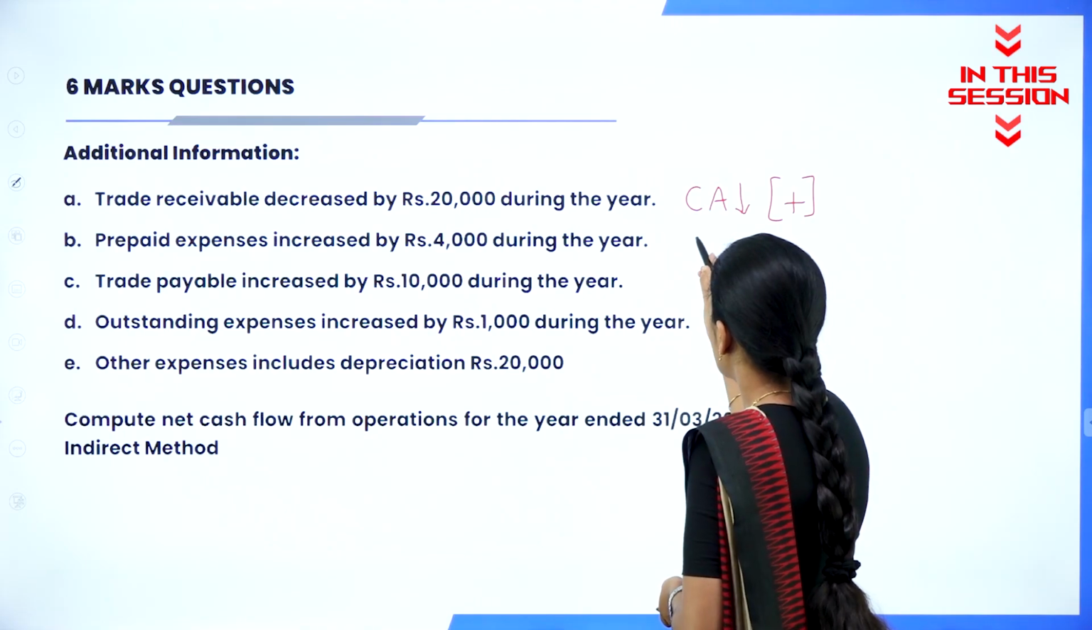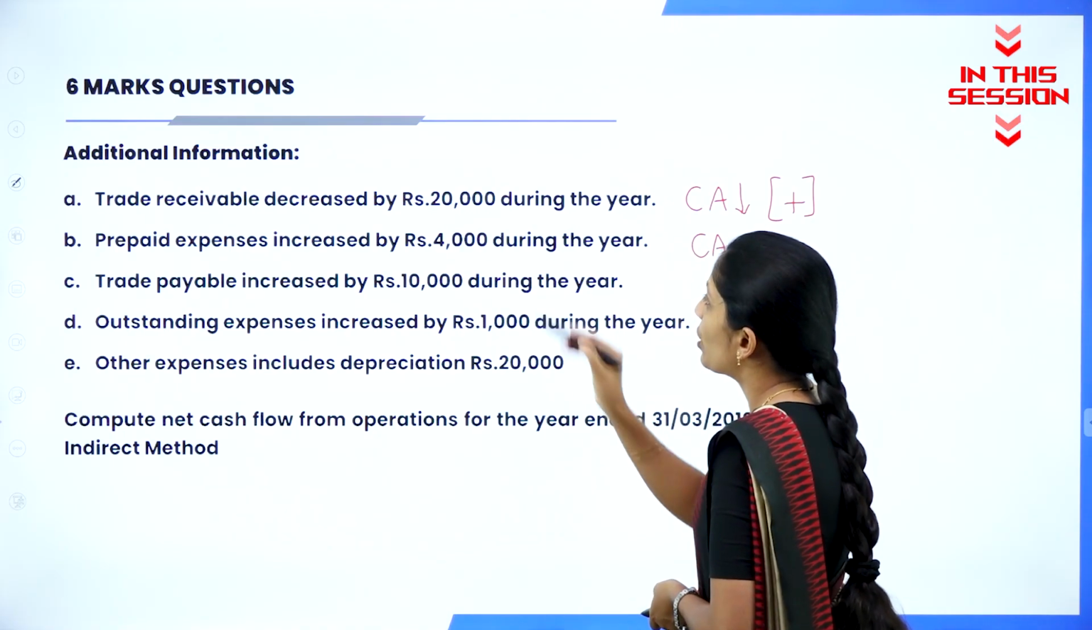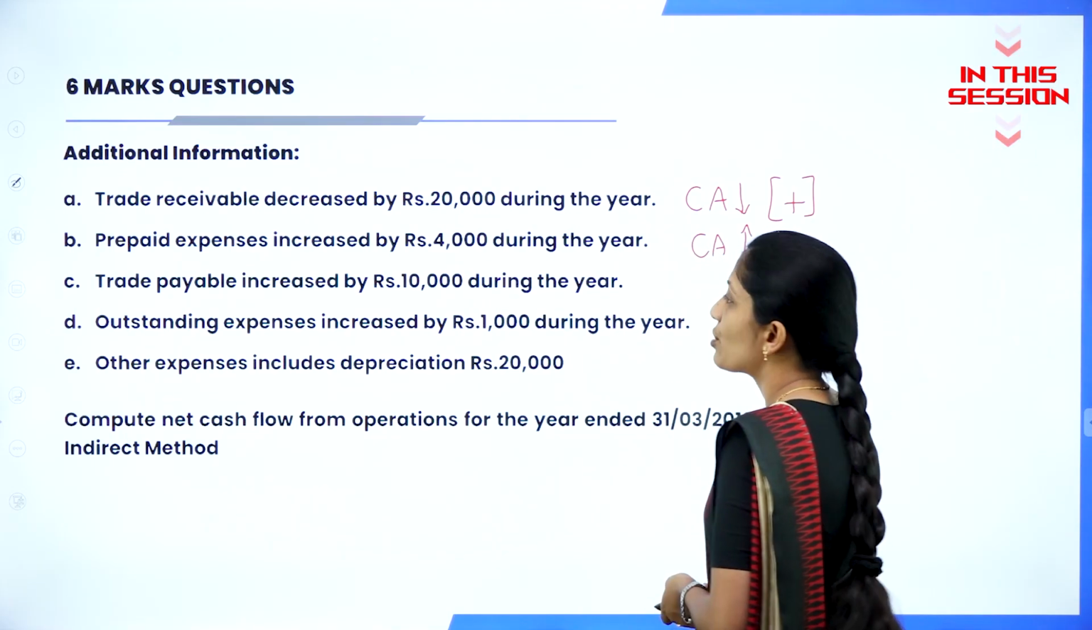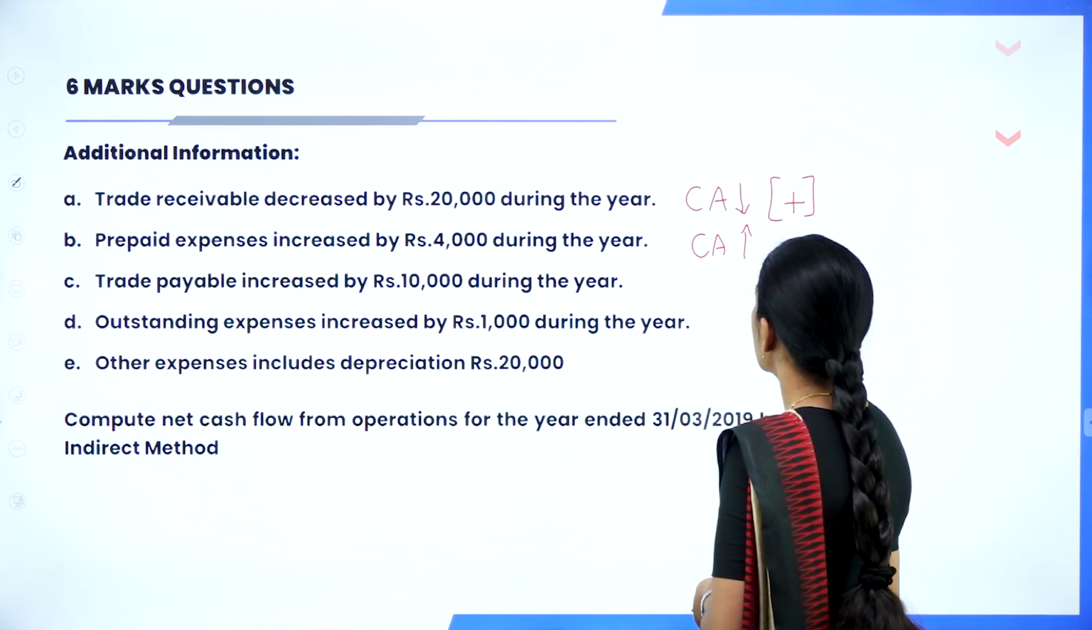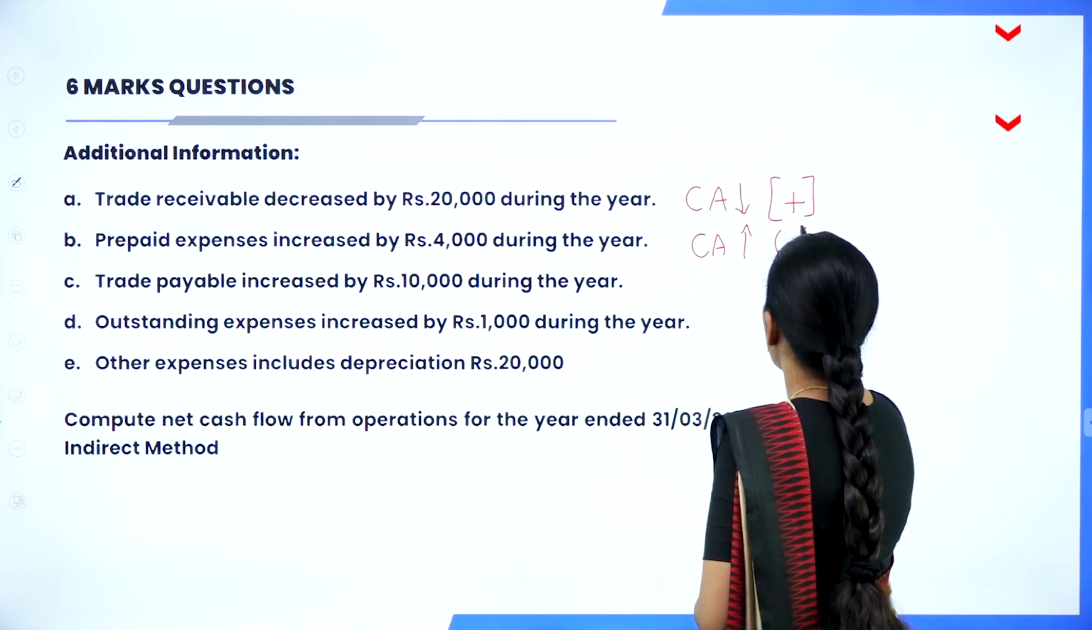Prepaid expenses is an asset. So current asset. So it has increased. So current assets have increased. So what you have to do? Minus.